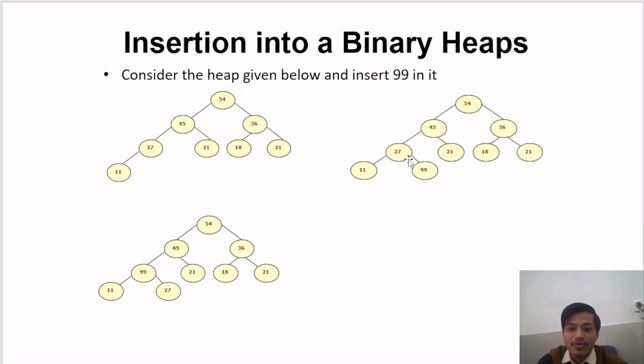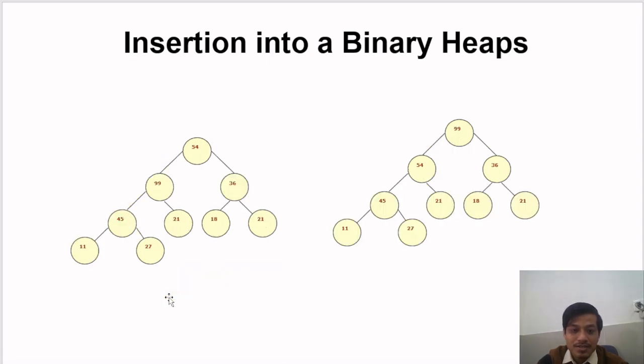Now compare with its parent element. This is greater than its parent, so it will be swapped. That means 99 will percolate up here and 27 will come down. This is a simple example. Again, 99 will be compared with its parent. 45 was lesser, so 99 again percolates up. Again it will be compared, and now 99 will go to the top. So this is all about your max heap.